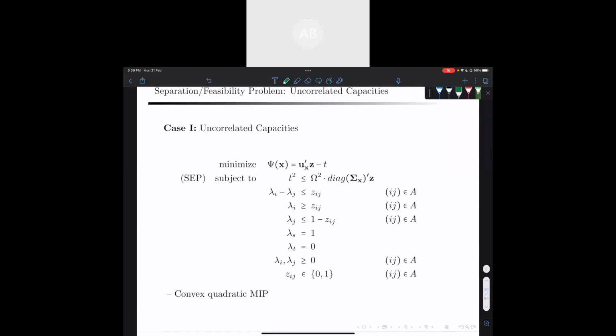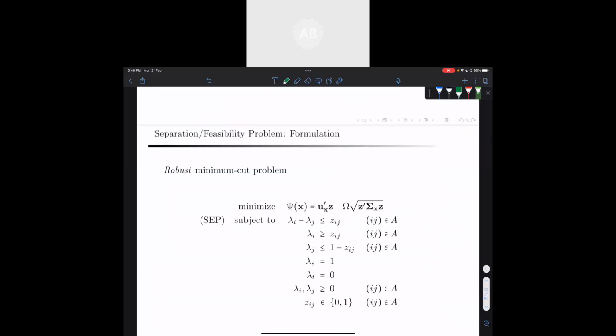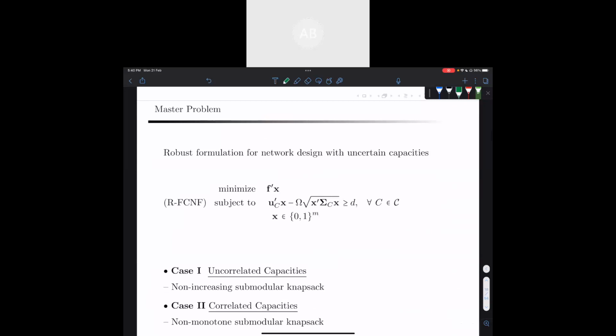Now once we figured out what to do with our separation problem, let's come back to the main problem that we have to focus on. If you keep adding these constraints to our main problem, let's say we have solved it for some cuts and we've added a few cuts. Now, how do I even solve this particular problem?